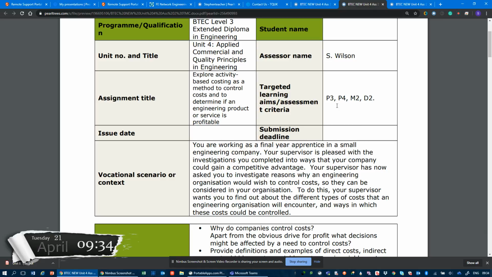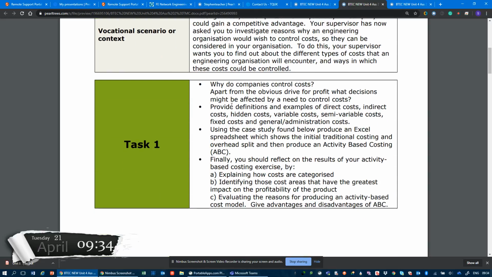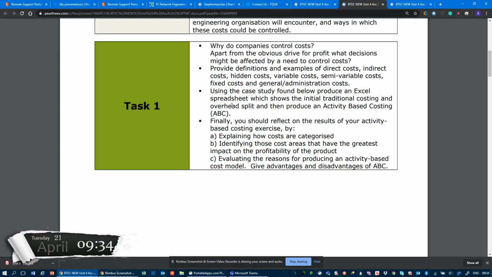Right, so this is for P3, P4, M2, and D2. We will be exploring activity-based costing as a method to control costs and to determine if an engineering product or service is profitable. Okay, so in order to do this, you'll be answering the following questions. Why do companies control costs? Provide definitions and examples of these kinds of costs: so direct, indirect, hidden, variable, semi-variable.